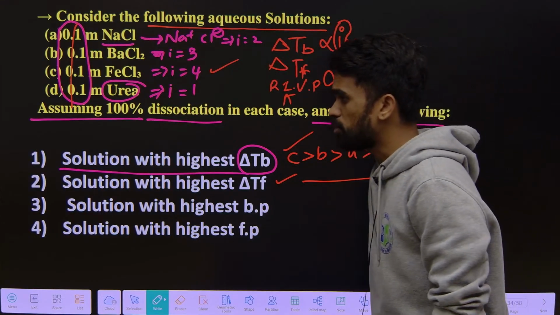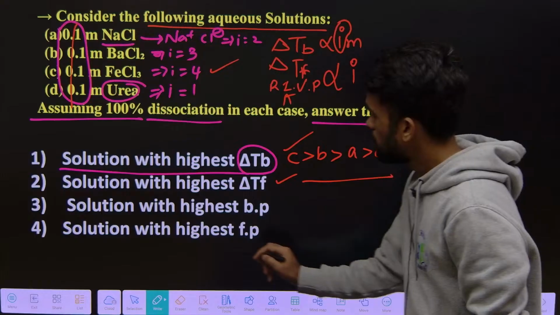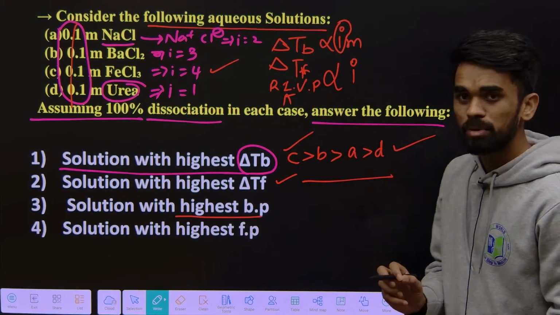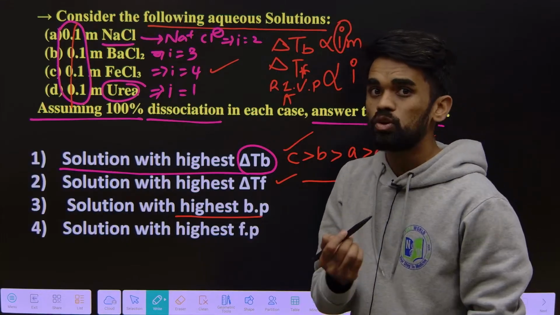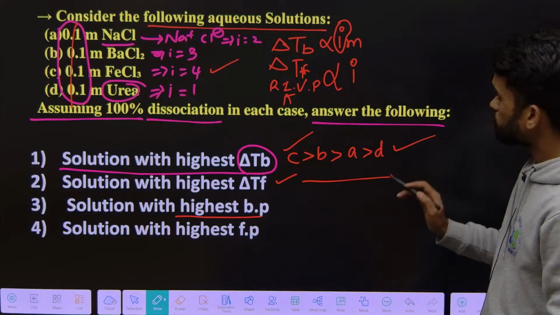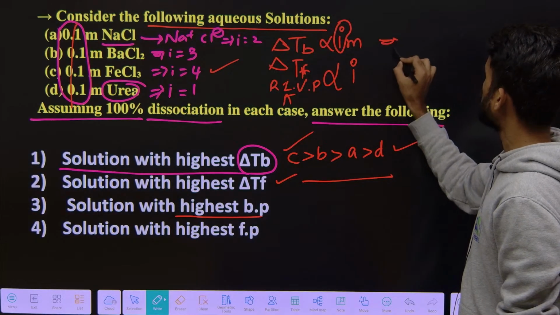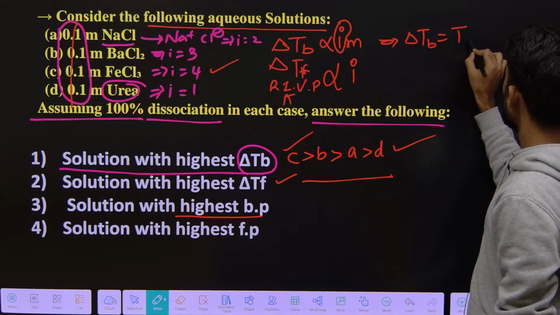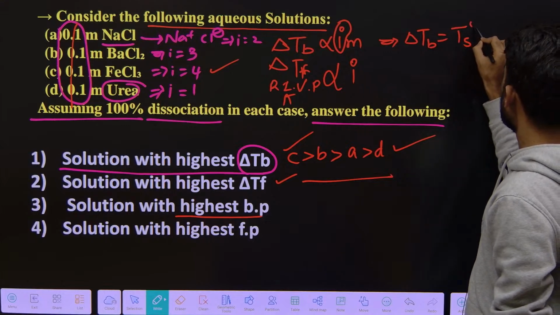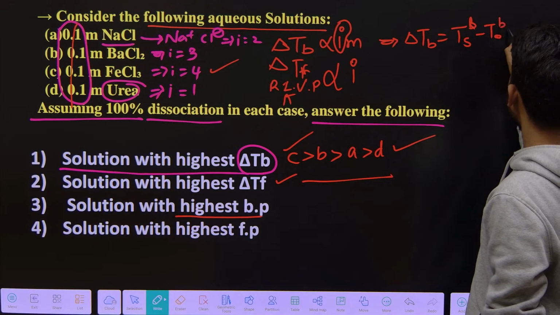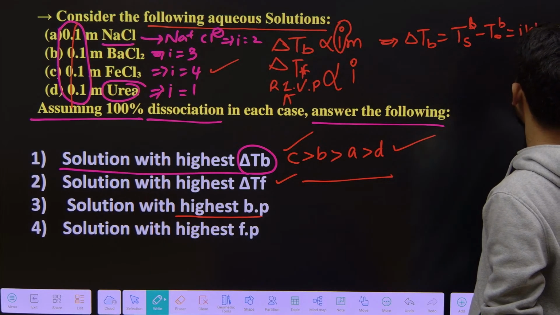And the next question here: the solution with highest delta TB. Very simple, delta TB means what? The boiling point of solution should be highest, they are asking here. So you can write the delta TB value as T_B^S minus T_B^0, which is equal to i K_B m.